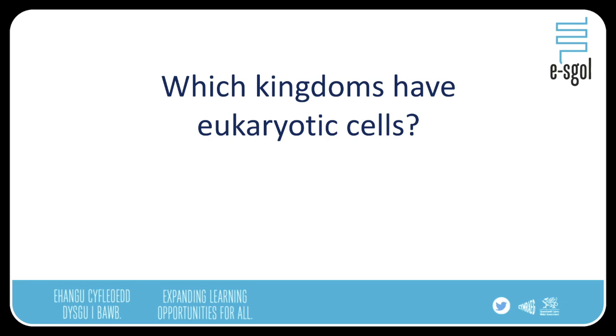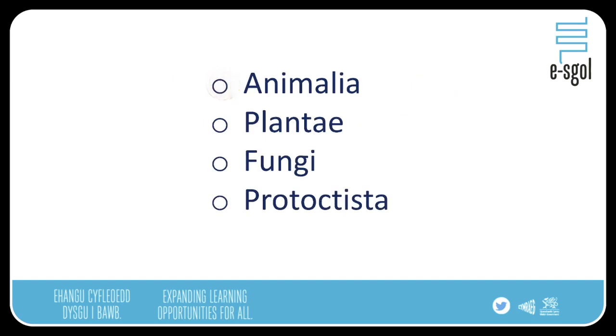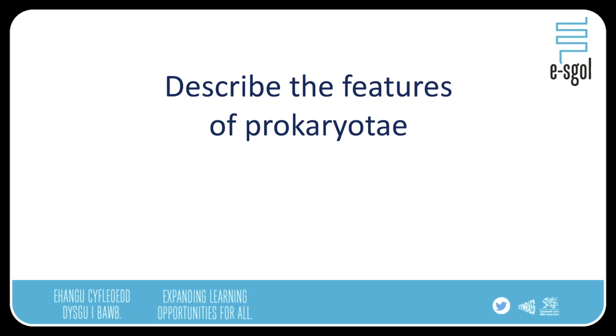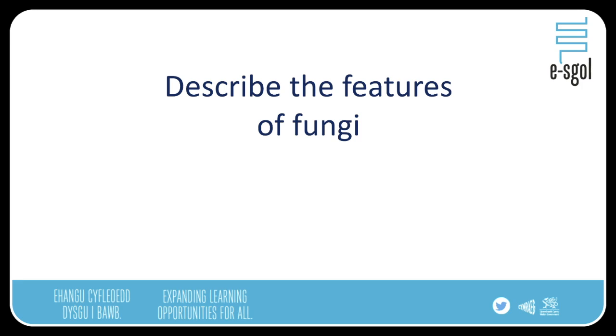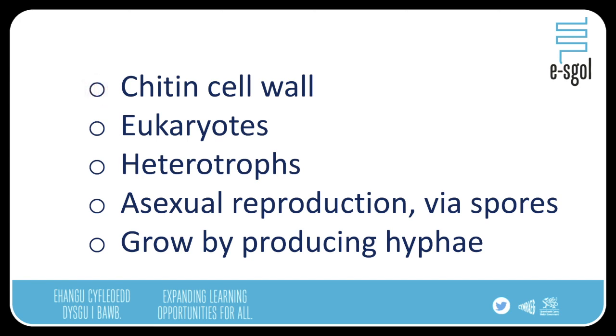Which kingdoms have eukaryotic cells? Animalia, Plantae, fungi, Protoctista. Describe the features of Prokaryote. Unicellular. Lack a true nucleus. Rigid cell wall. Describe the features of fungi. Chitin cell wall. Eukaryotes. Heterotrophs. Asexual reproduction, via spores. Grow by producing hyphae.